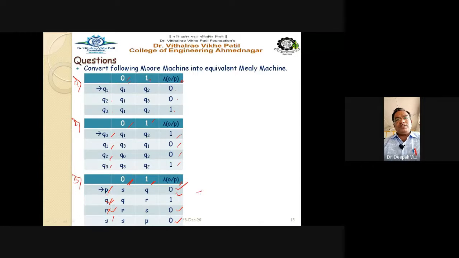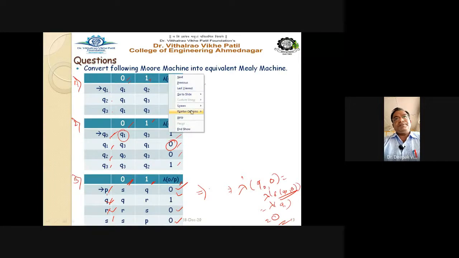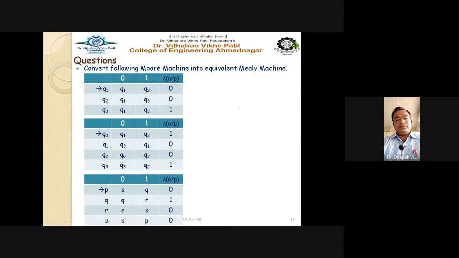So draw the transition diagram and then find out the lambda dash transition. For example, we can take Q0 comma 0, then you have to find out lambda of delta of Q0 comma 0. Delta of Q0 comma 0 is nothing but your Q1. So I can have lambda of Q1 here. What is the value of lambda of Q1? Q1 lambda is nothing but 0. So I can write 0 here. In the same way, you have to solve these three questions to convert the Moore machine into the equivalent Mealy machine, right?